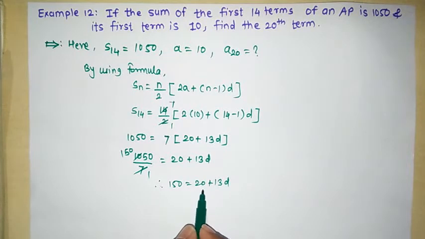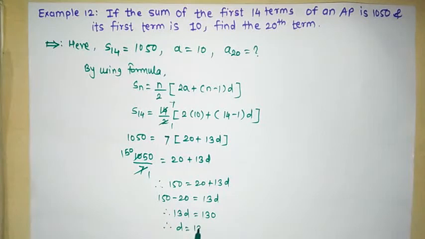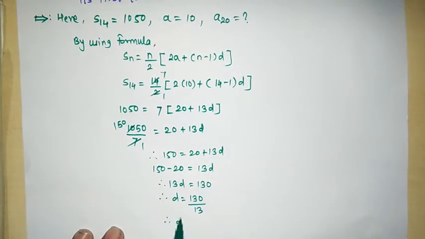Now send this 20 towards left hand side. It will become 150 minus 20. Here plus, here it will become minus. Therefore 13d. Therefore we got 13d is equal to 130. 150 minus 20 is equal to 130. Therefore d is equal to 130 divided by 13. Therefore d is equal to 10. Here we got d is equal to 10.